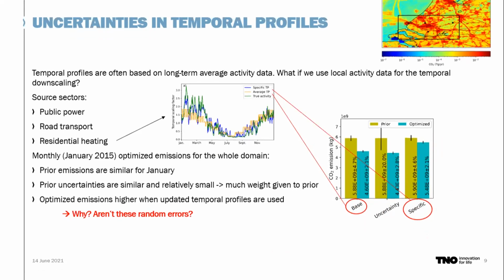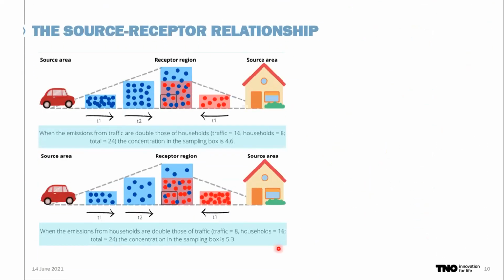And the main reason for that is that it also affects the spatial distribution. So here I made a schematic to explain this. And you see two sectors, road transport and residential heating. And in both cases, the emissions are exactly the same, but here road traffic is the dominant source sector, and here the residential heating is the dominant sector.